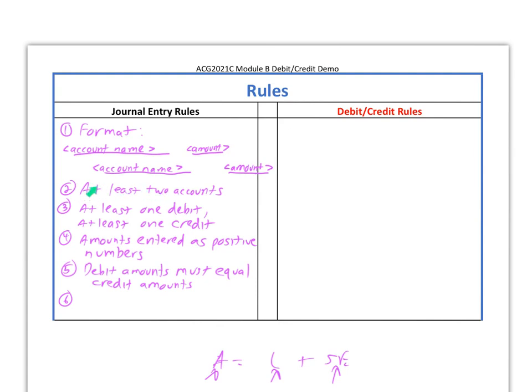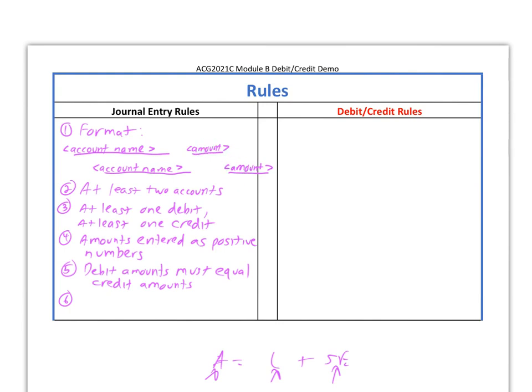Every journal entry, just like every transaction, because a journal entry is a transaction, you need at least two accounts. You need at least one debit and one credit. More on that when we talk about these rules in a second. But remember that on your journal entry, at least one debit, at least one credit. And then these amounts over here, so rule number 4, these amounts must be entered as positive numbers.